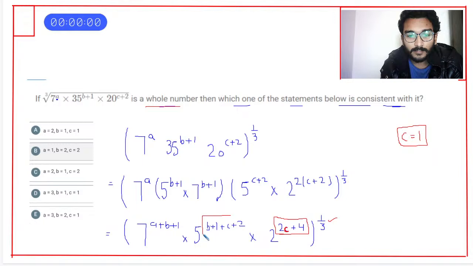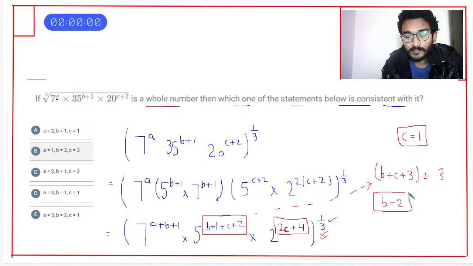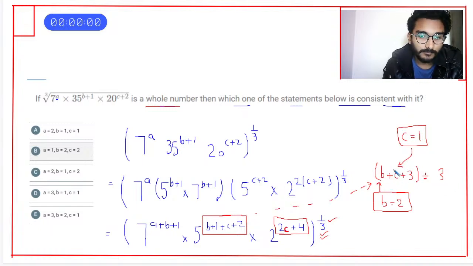Similarly, I will do the same in this power of 5. So we have b plus c plus 3. This is the value. And this number must be divisible by 3. This power is 3. Cube root of 3 basically. And we already found the value of c. So what is the value of b? B must be 2. If c is equal to 1 and b equals to 2, then this complete thing is divisible by 3.